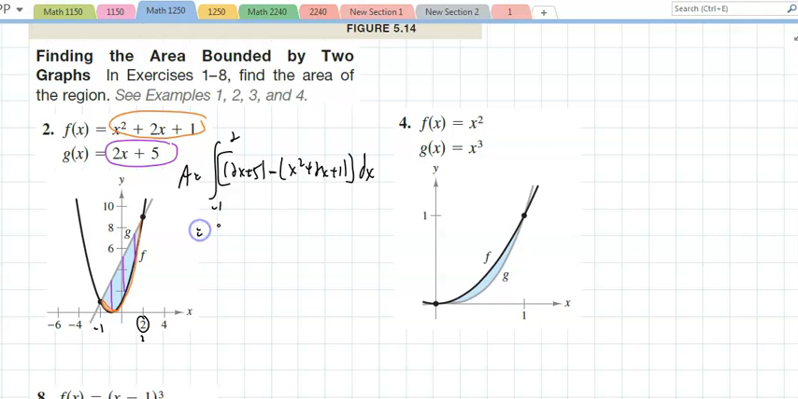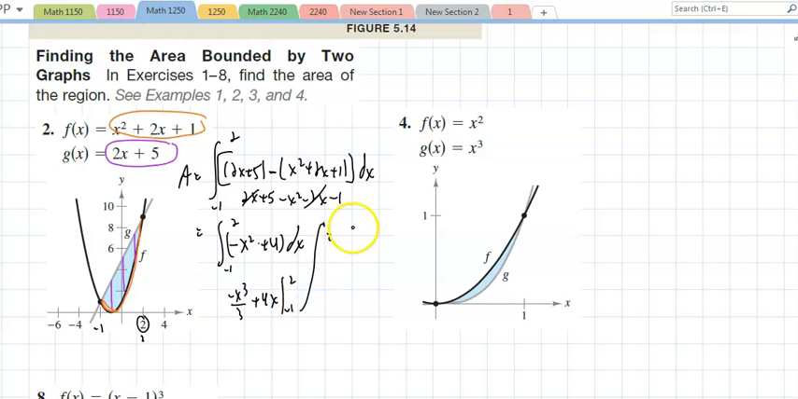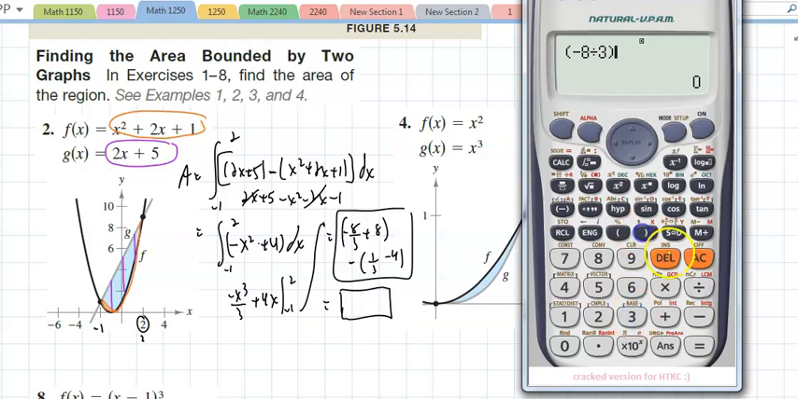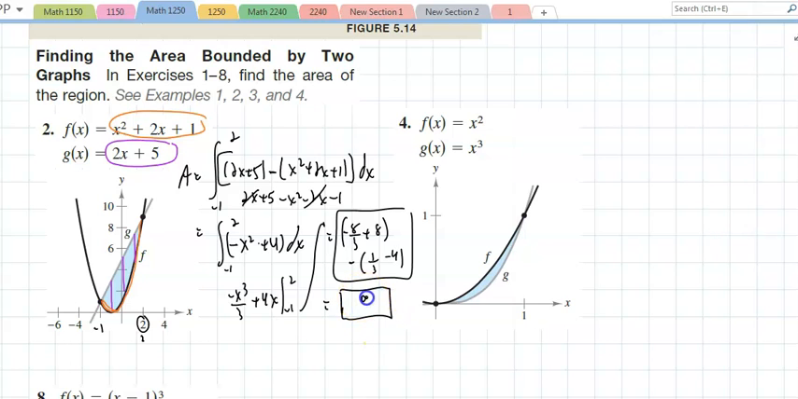Now, if you clean this up a bit, that would be 2x plus 5 minus x squared minus 2x minus 1. Those cancel out, so the integrand is negative x squared plus 4, from -1 to 2. The antiderivative is negative x cubed over 3 plus 4x evaluated from -1 to 2. That is f of 2, that's -8/3 plus 4 times 2, 8, minus f of -1, that's 1/3 minus 4. If I throw this in my calculator, -8/3 plus 8 minus (1/3 minus 4), I get 9. There we go. That's what that area equals.